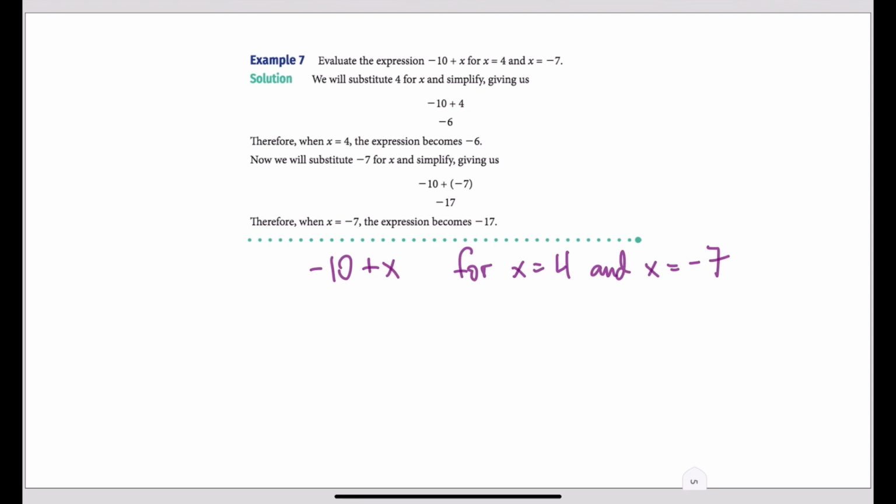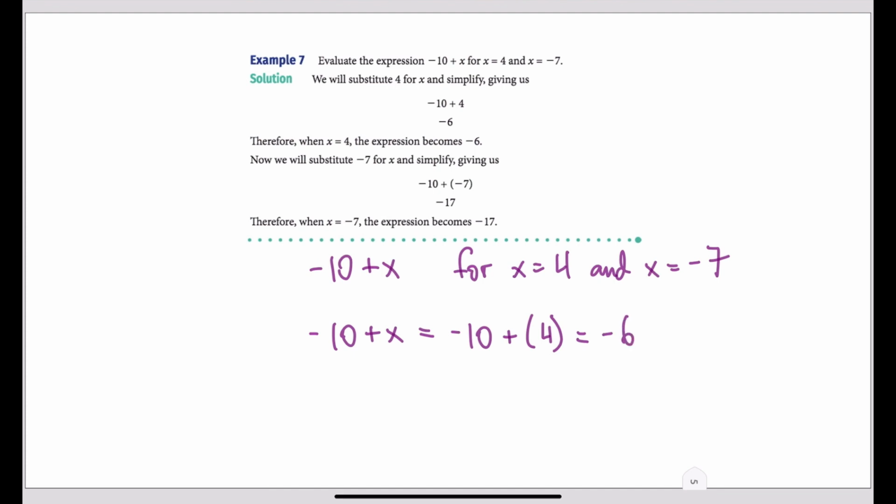So here's how we do that. We say, okay, we have this original. Then what we're going to do is substitute for the variable whatever value they're telling us. In the first place, they're telling us use 4. So negative 10 plus 4. So if I owe 10 and I pay off $4 in debt, then I still owe $6.